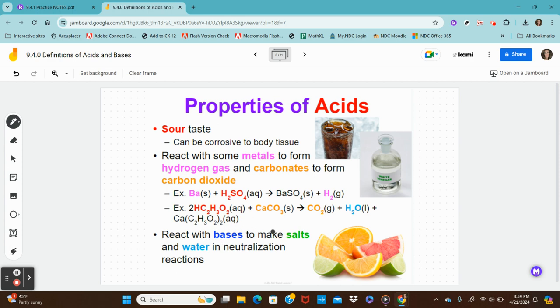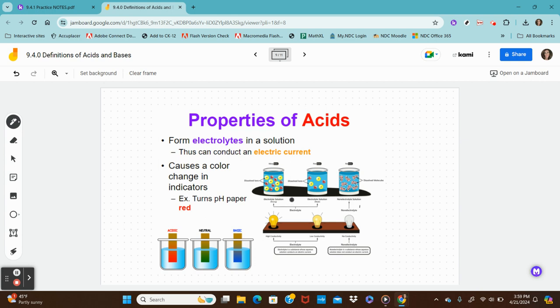So it reacts with bases to make salts and water in neutralization reactions as well. So if you have antacids, I think that's on the base slide, because you have a very acidic stomach, the goal is to neutralize it. Another thing about acids is that they are always electrolytes in a solution. So if you were to test them with your conductivity tester, you will definitely see some kind of light up to show that there's electric current. They will also cause color changes in indicators. So, for example, litmus paper or pH paper, you're going to get a reddish color.